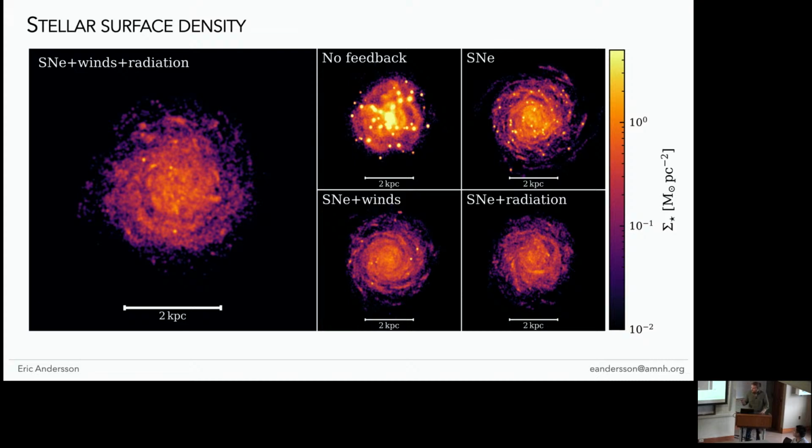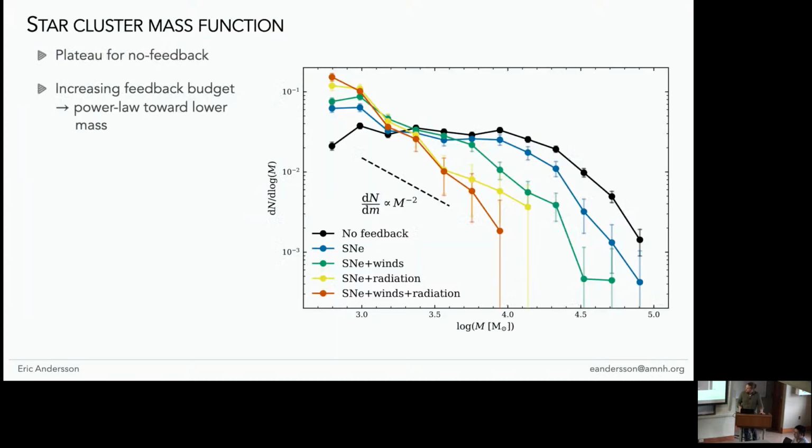This is now showing the stellar surface density of these galaxies. Here's the one with no feedback, and here's one where I only include supernovae. I have supernova plus winds and supernova plus radiation. And then I also have this simulation where I have all the bells and whistles: supernova, winds, and radiation. One of the things that stood out when I looked at this is that they have very different distributions of star clusters. And these star clusters actually show different mass functions.